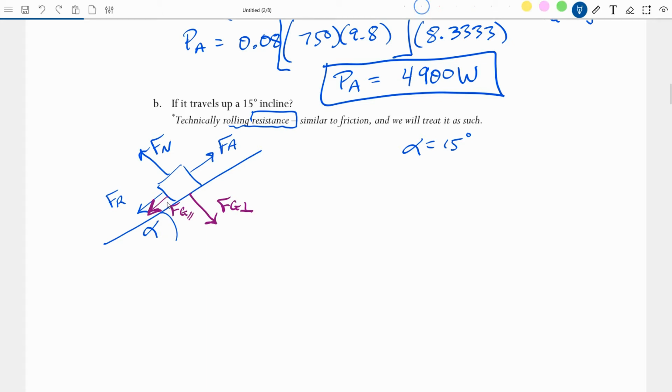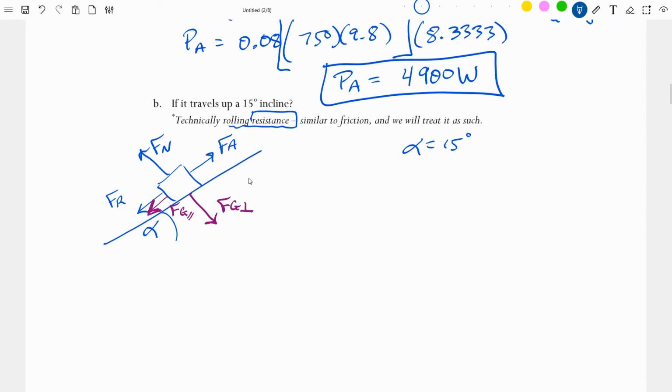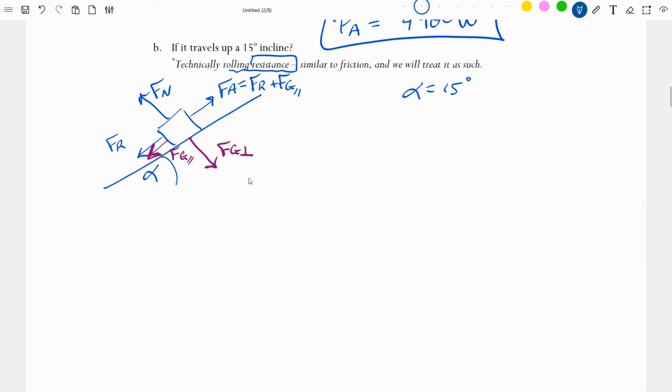So in order to move up the hill at a constant speed, which we are still doing, the only change is that we're now going up an incline. We're going to now require that the applied force be equal to those two together. So let me just slip that in here. It's the rolling resistance added to the force of gravity parallel component. Right, so if I solve the problem just as I did before, with the variations that are needed here.